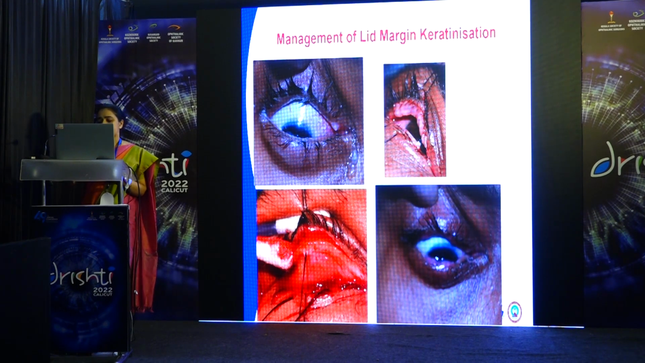Then another aspect is lid margin keratinization with disc trichiasis and trichiasis seen in Stevens-Johnson syndrome. You can see the disc trichiasis seen in this along with lid margin keratinization. This can be managed with a lid margin mucous membrane graft, and they will all do well.